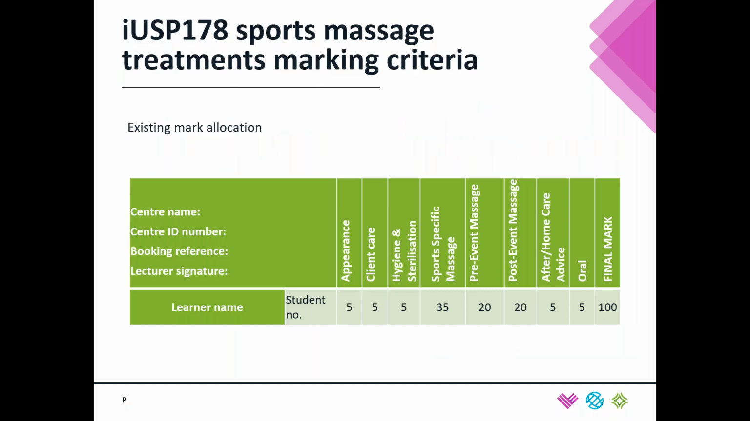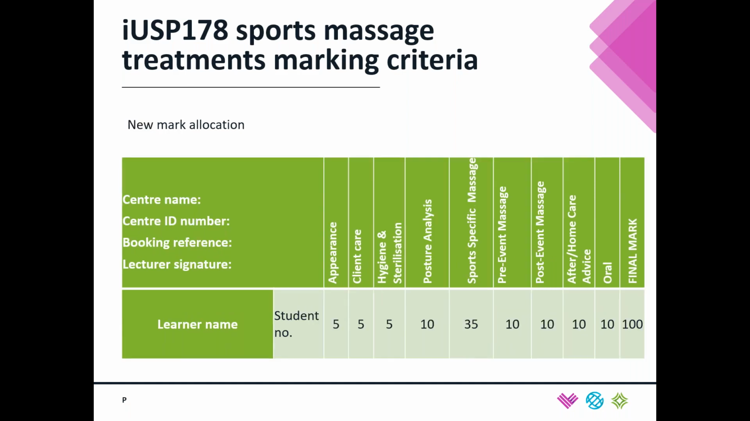I'll now move on to talking about IUSP 178 Sports Massage Practical Observation. So the final change to IUSP 178 is the allocation of marks to the practical assessment. This slide reflects the existing marking criteria. However, as a result of stakeholder feedback and standardisation across related qualifications, it was identified that the balance of marks across treatments should be addressed, and there should be marks for objective assessment included. We can see this on the following slide.